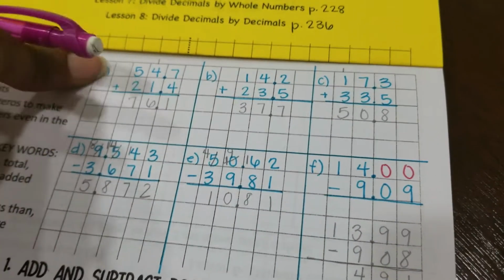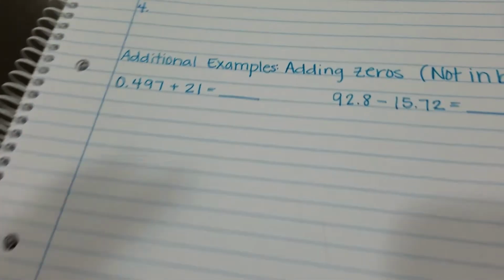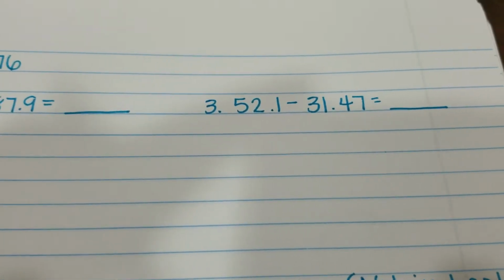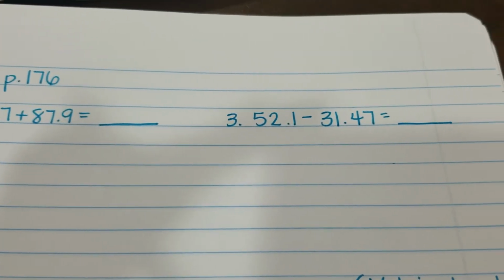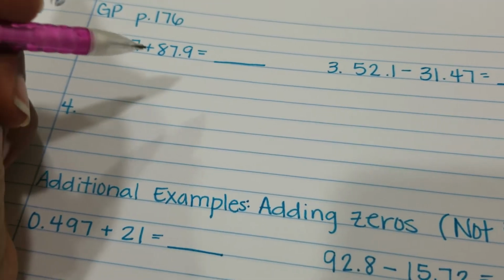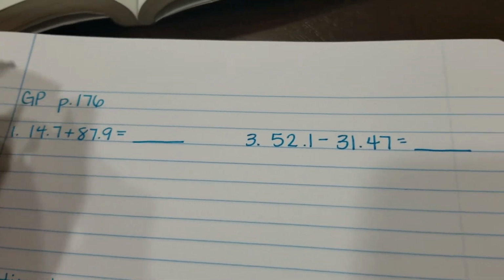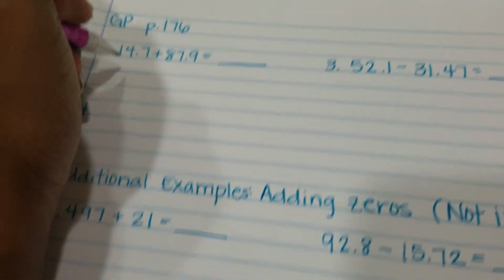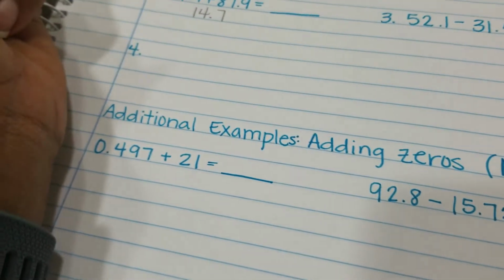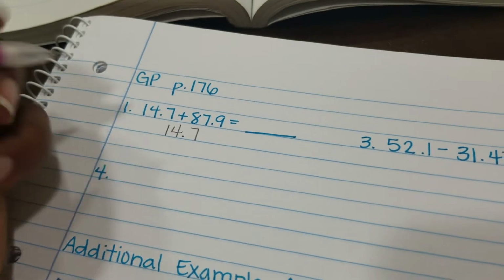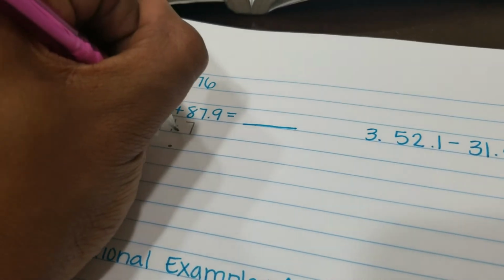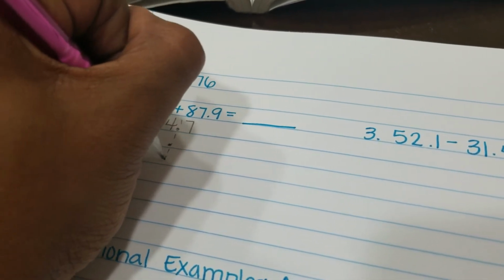I also want to show you a couple of problems from the guided practice in class. So these are on page 176 in your math book. We're going to look at numbers 1, 3, and 4 because it is a word problem. So when you are solving these and you don't have the boxes because you don't in your textbook, you're going to start by writing the numbers on top of each other. So 14.7. Now we have 87.9, so we need to put our decimal point first and then build around our decimal point. Our decimal points have to be in a line.